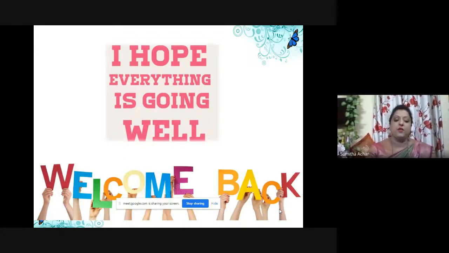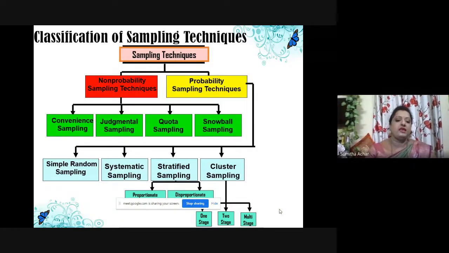We just completed probability sampling techniques, where we discussed simple random sampling, systematic sampling, stratified sampling, and cluster sampling, right? So this is what we have discussed. And now we will proceed to non-probability sampling techniques.